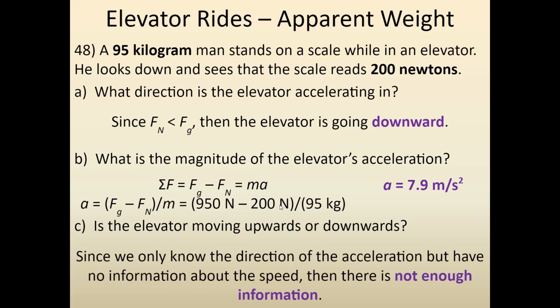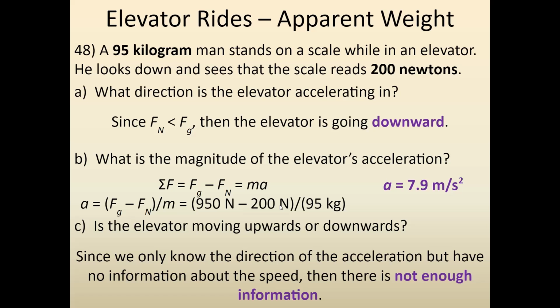There's not enough information. The reason we say this is because we only know the direction of acceleration. Technically the object can be moving in either direction. Because remember, velocity and acceleration are not the same thing. They're related, but not the same. Meaning, the elevator could be moving up and accelerating downward, which means it's slowing down. So maybe it's going to the top floor, or it could be going down and accelerating down.